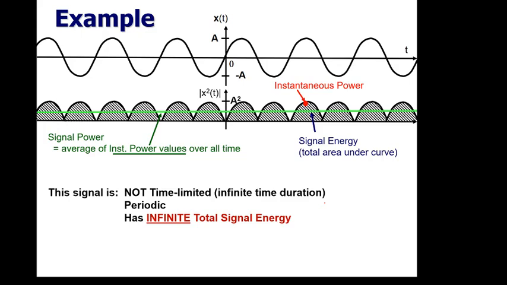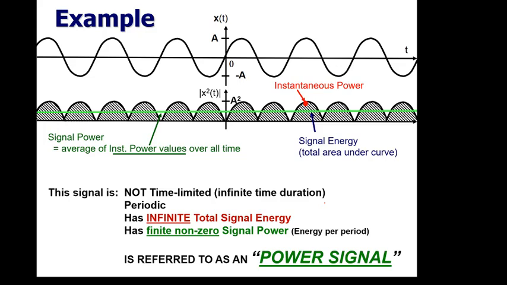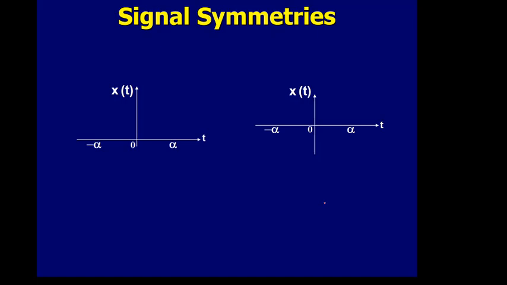And because of that, it has infinite total energy. The total area under that x squared curve is infinite. However, it has a finite and non-zero signal power, the energy per period. And so for this signal, it doesn't make sense to talk about its energy, which is infinite. It does make sense, however, to talk about its average signal power. And so we would call this a power signal. Typically, power signals are our periodic signals, and our energy signals are the more finite length ones.